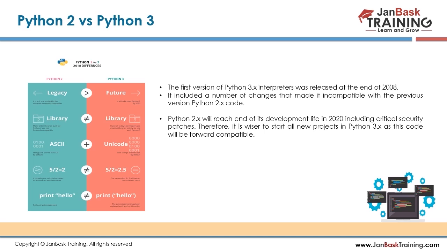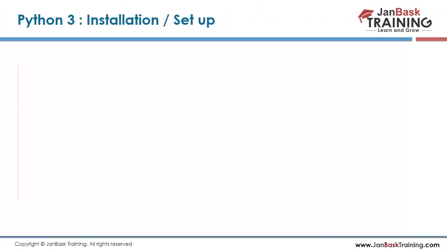You see the second one: Python 2.x will reach the end of its development cycle in 2020. They have given the date August 2020. Python 2 is closed. Whoever is using it has to upgrade their code to 3.x.